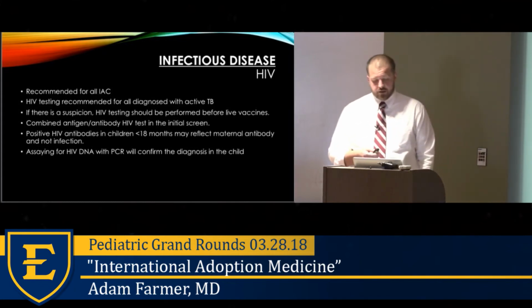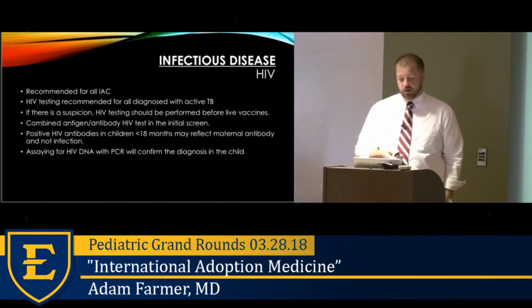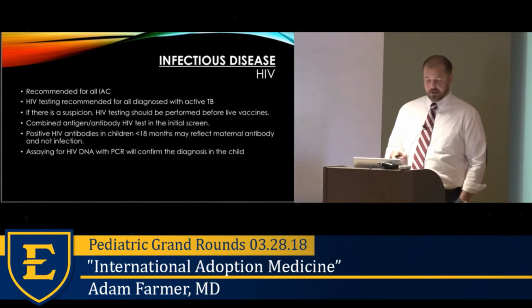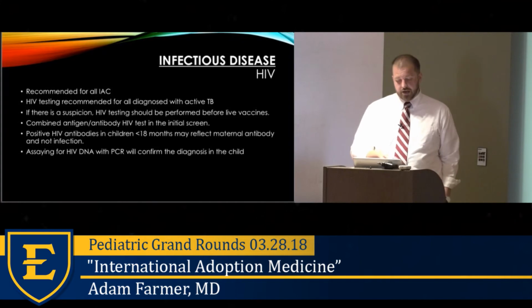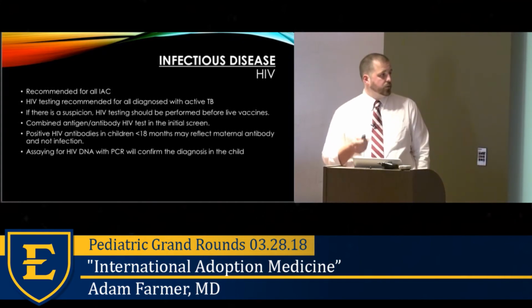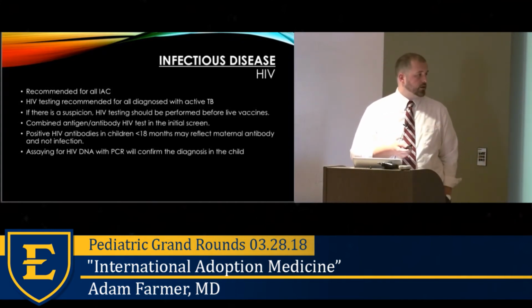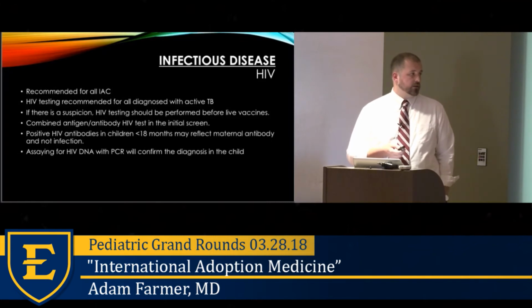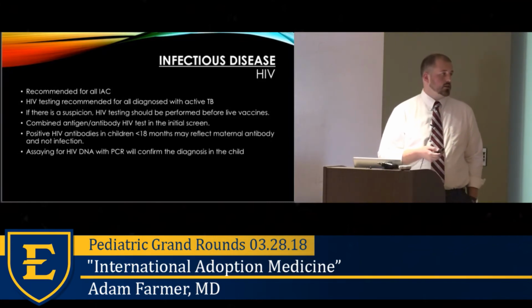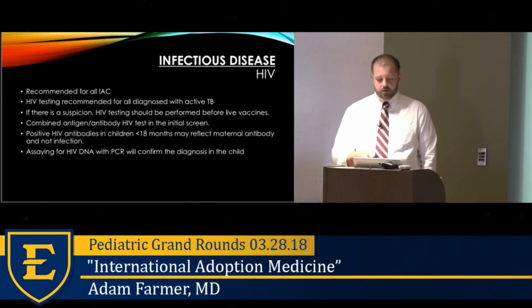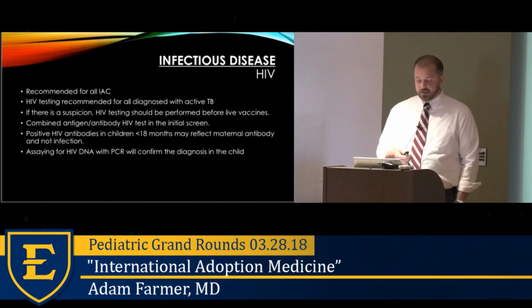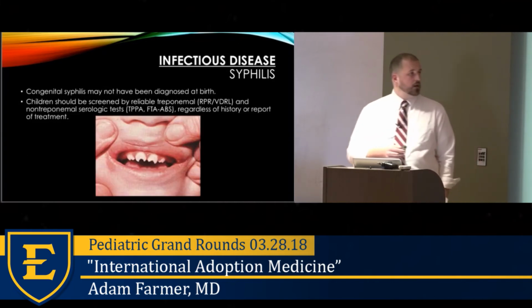HIV is also recommended to be screened for in all internationally adopted children, especially if they have active tuberculosis. You want to do a combined antigen antibody HIV test for both HIV 1 and 2, the initial screen. Again, remembering that some HIV antibodies in children may be due to maternal antibodies and may not be a true infection. You want to test for HIV DNA with PCR to confirm.